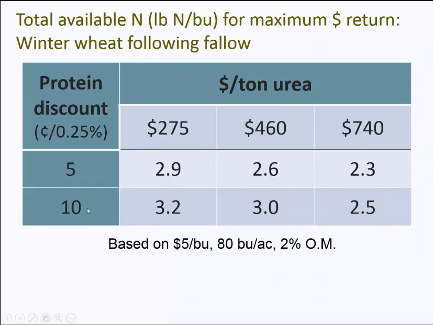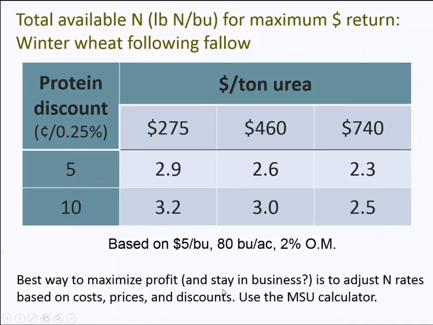At this higher discount, you'd want to apply somewhat more nitrogen, which should make sense to go after that protein. So at $460 per ton urea, you'd want to apply closer to 3 pounds of nitrogen per bushel. And this is all based on certain assumptions: $5 per bushel wheat, 80 bushel per acre yield goal, and 2% organic matter. But all of those will vary for your particular situation, which is why I encourage you strongly to use that economic nitrogen rate calculator, not this particular table.